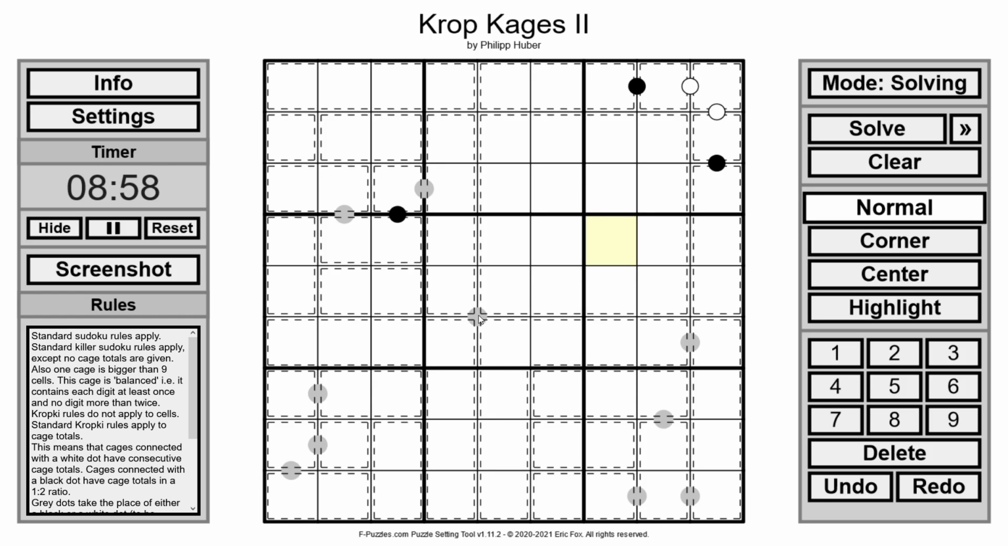And the next one is thinking about this dot right here. So basically, we know what the big cage has to be, and we know that this cage cannot be more than 45 because it's a 7-cell cage. It actually can't be more than 42. So we immediately can tell that this dot cannot be a consecutive dot. It has to be a black dot, showing that these cells, or these cages rather, are in a 1 to 2 relationship. This also means that this cage right here will be half of this cage up here.